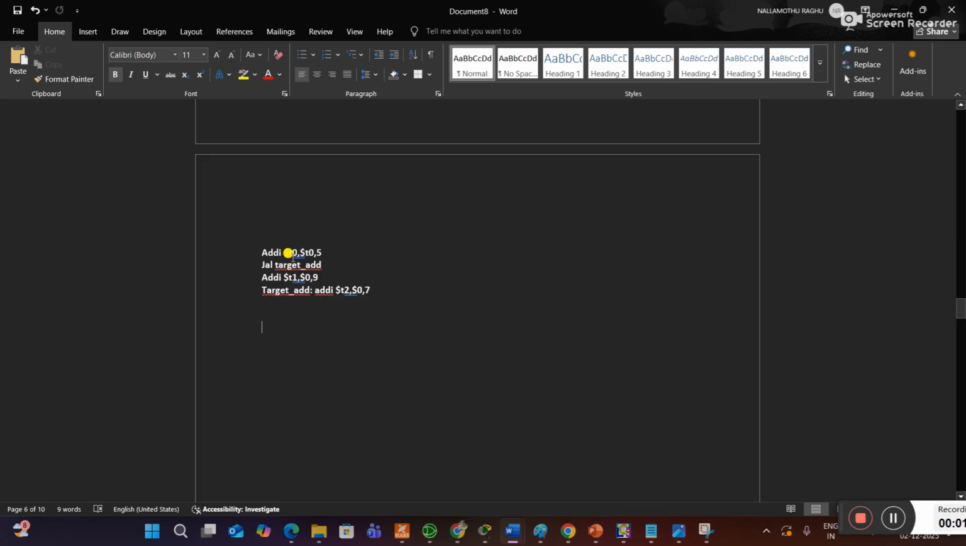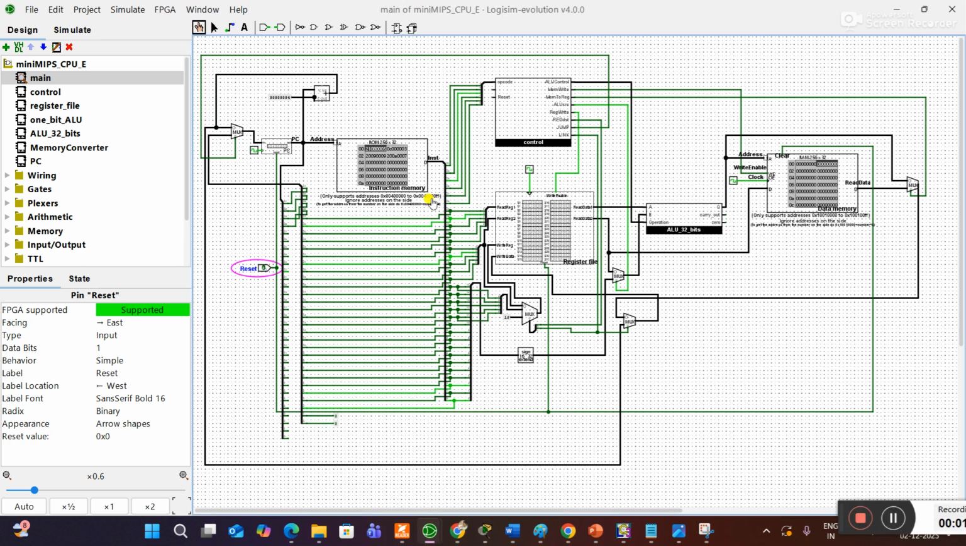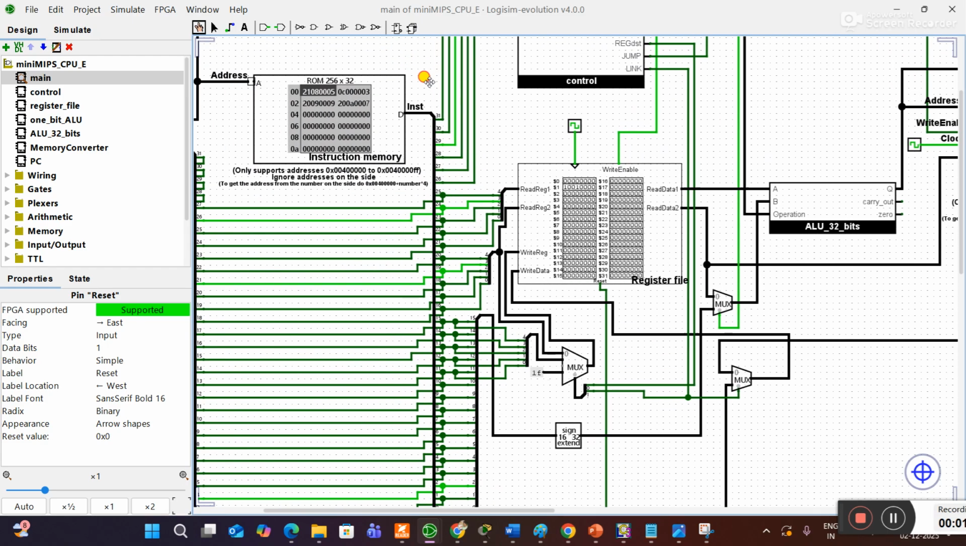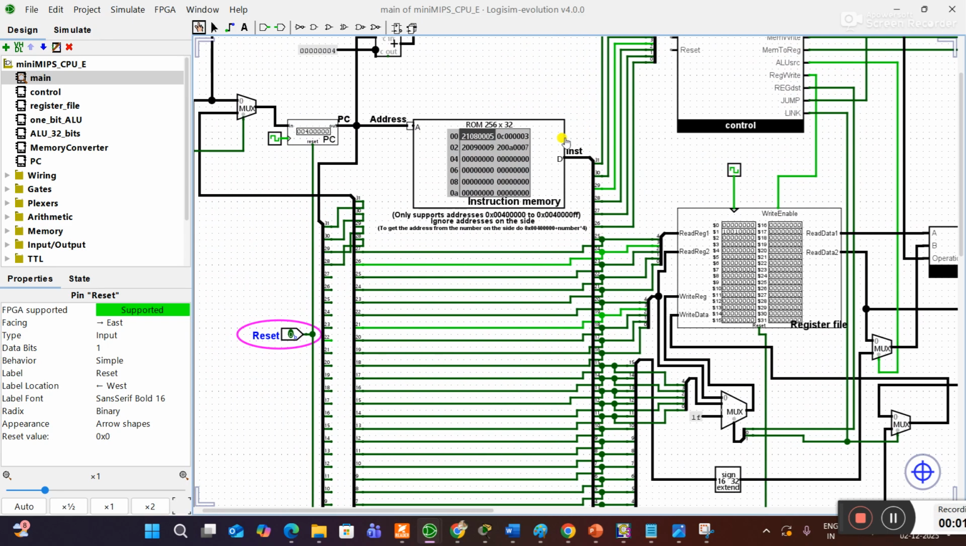So ADDI T0, T0, 5 and JAL target some address and ADDI, and the target address is this thing. Okay, so these are the 4 instructions I already loaded in ROM. So these are the 4 instructions 1, 2, 3, 4. So it is a single cycle. Within a single cycle each instruction is executed. So it is not a pipelined architecture. It is a single cycle architecture.